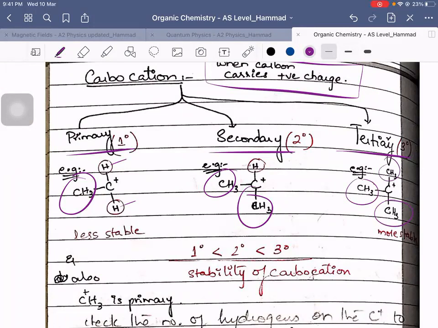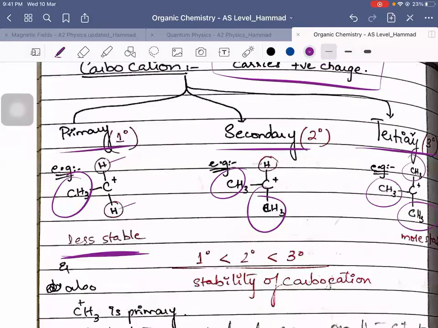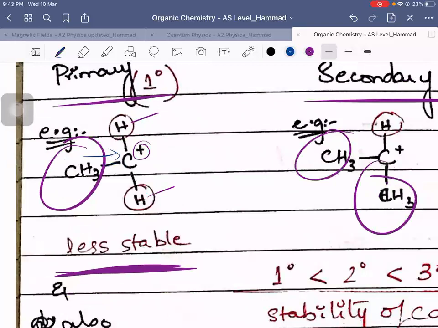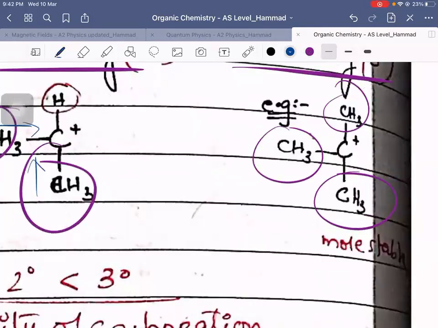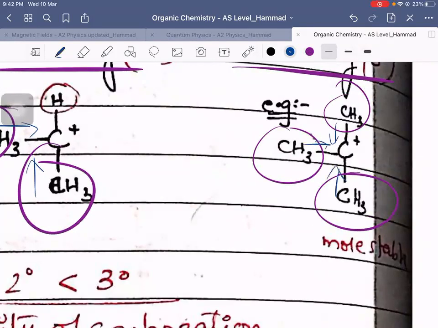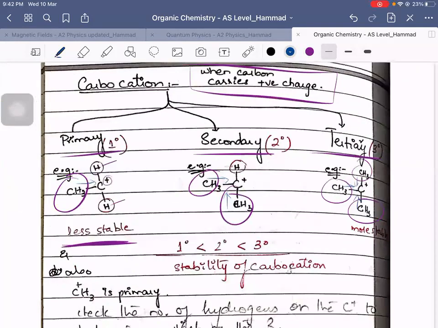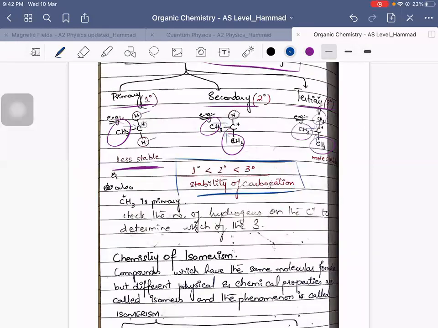Now you need to understand that the primary one is the least stable because carbon here has a positive charge, and I told you before that alkyl will donate its electron density. So comparatively, tertiary has a larger electron density being donated to the positive carbon, making it stable as compared to all the others. And that is why it is more stable.